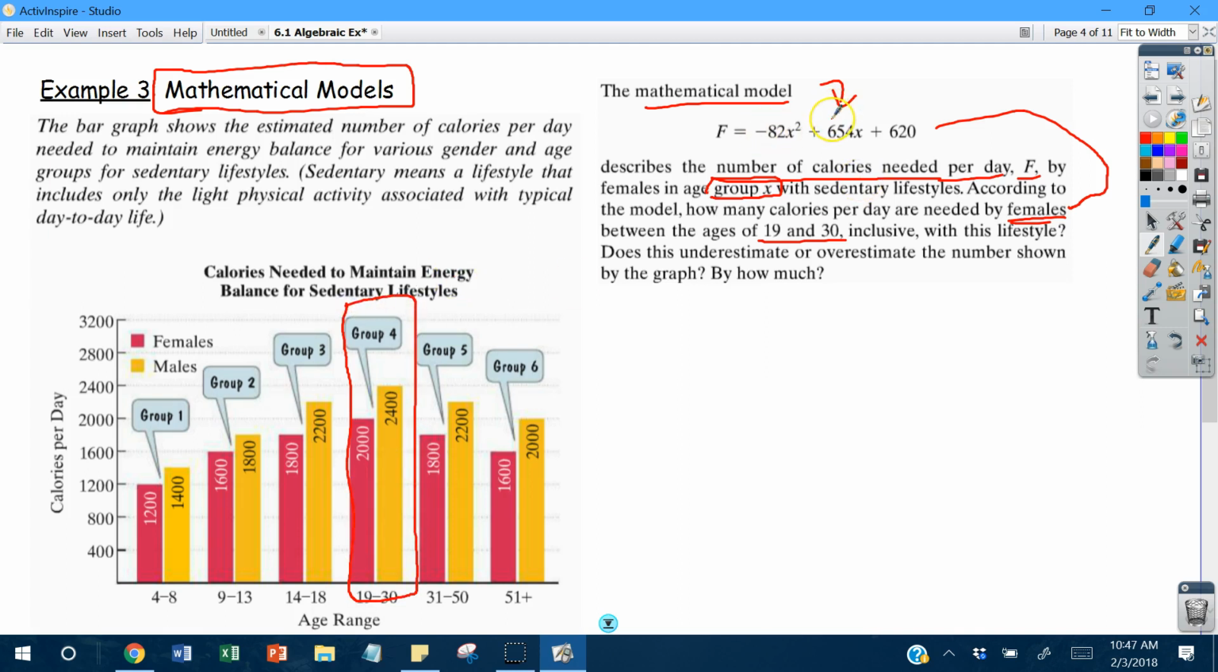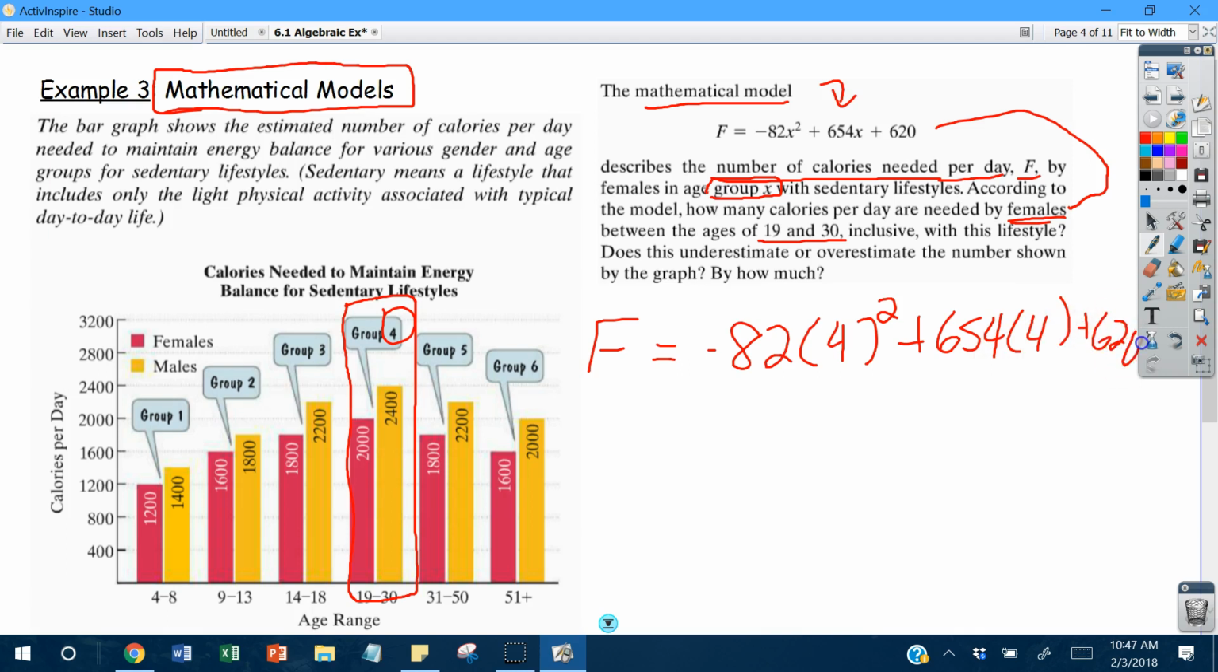So let's use the model and find the number of calories that the females between age 19 and 30 need. Since this is group 4 right here, we're going to plug that in for X, and we're going to do negative 82 times 4 squared plus 654 times 4 plus 620. Notice all I did was write this because it told me that's what this model does. It's for this group, this red bar group right here. If I plug in 4, then I'll just work that out.